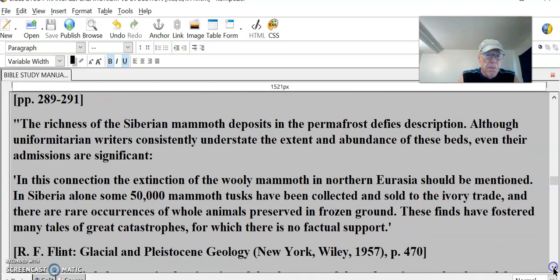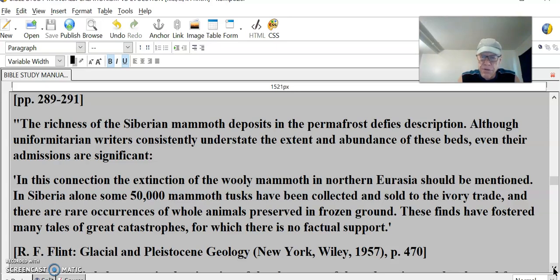So, the richness of the Siberian mammoth deposits in the permafrost defies description. Although uniformitarian writers consistently understate the extent and abundance of these beds, even their admissions are significant. Listen to this. In this connection, the extinction of the woolly mammoth in northern Eurasia should be mentioned. In Siberia alone, some 50,000 mammoth tusks have been collected and sold to the ivory trade. And there are rare occurrences of whole animals preserved in frozen ground.